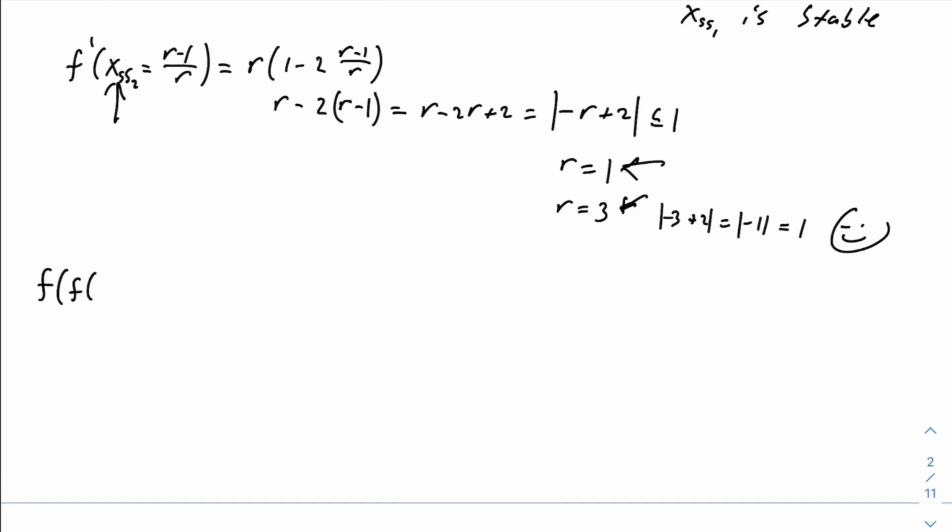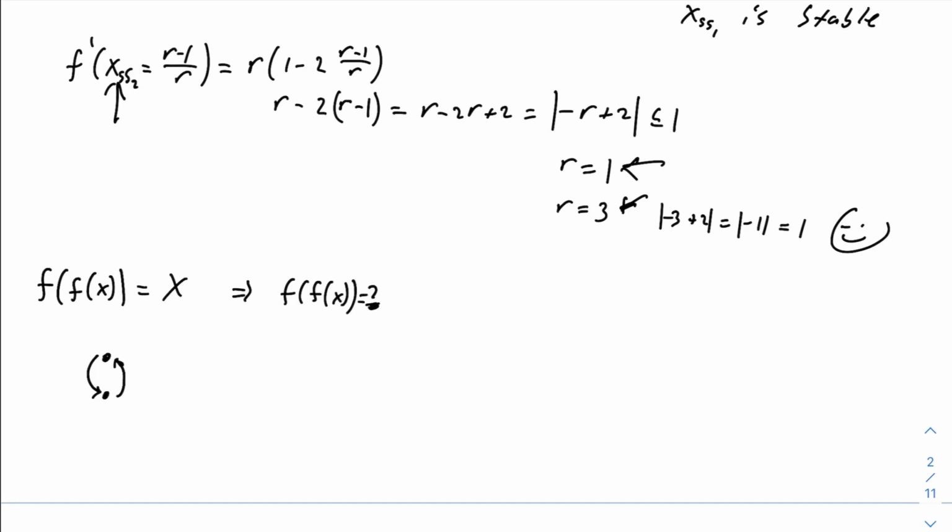That's just going to be f of f of x, right? So we're just iterating our map twice, and then that's going to have to go back to our original x. So we have this point and this point that just iterate back and forth through each other. Cool.